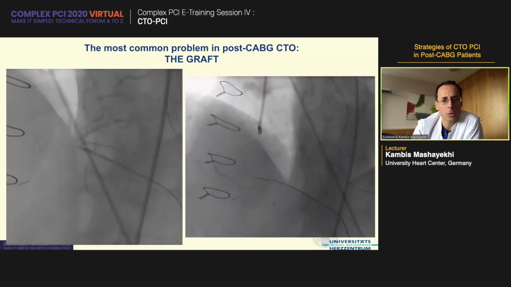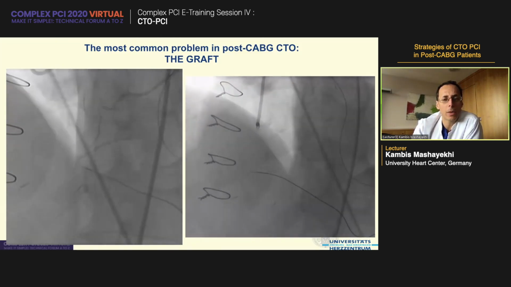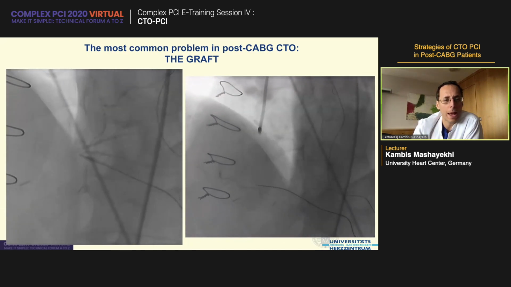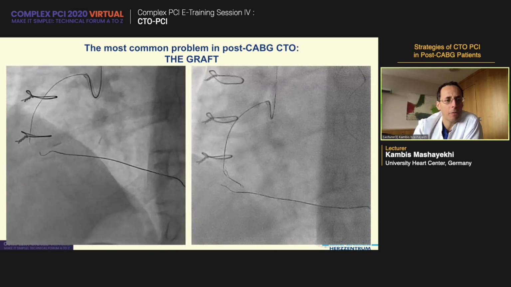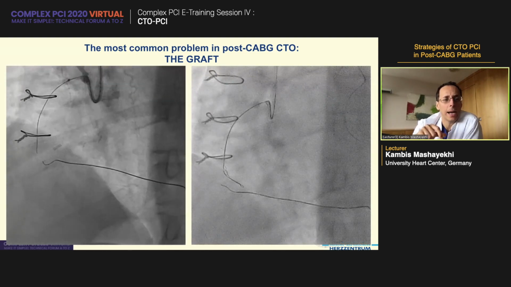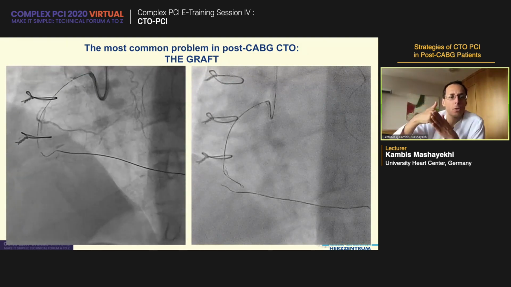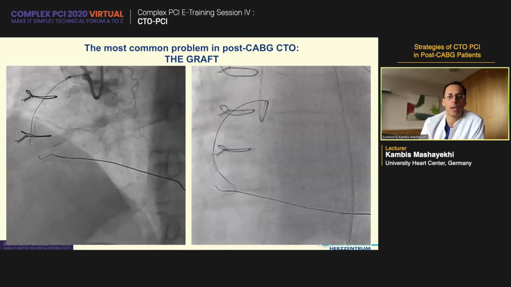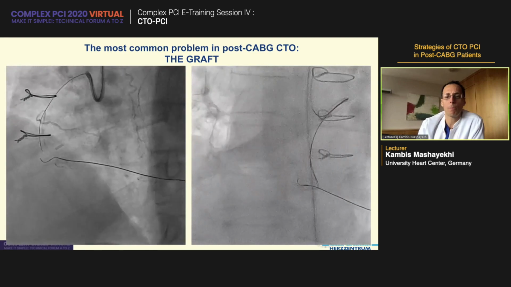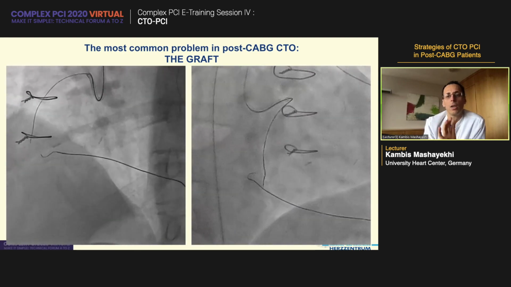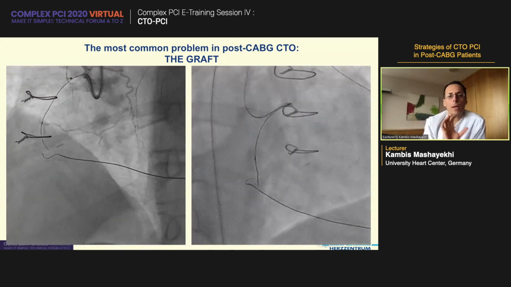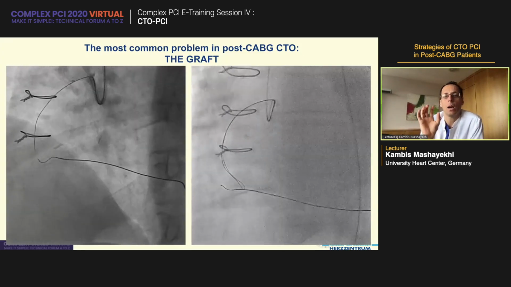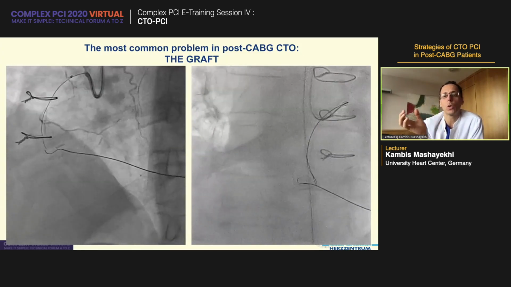Then I punctured retrogradely, and now my retrograde wire went into different spaces. So I tried to prepare the antegrade cap, and after the antegrade wiring, I couldn't get the connection of the two wires. So at a certain point, I said, okay, I have to knuckle down to understand the anatomy better. And here with a rotational angiography, I could understand that my retrograde wire was already outside of the vessel, so it was going into the graft.